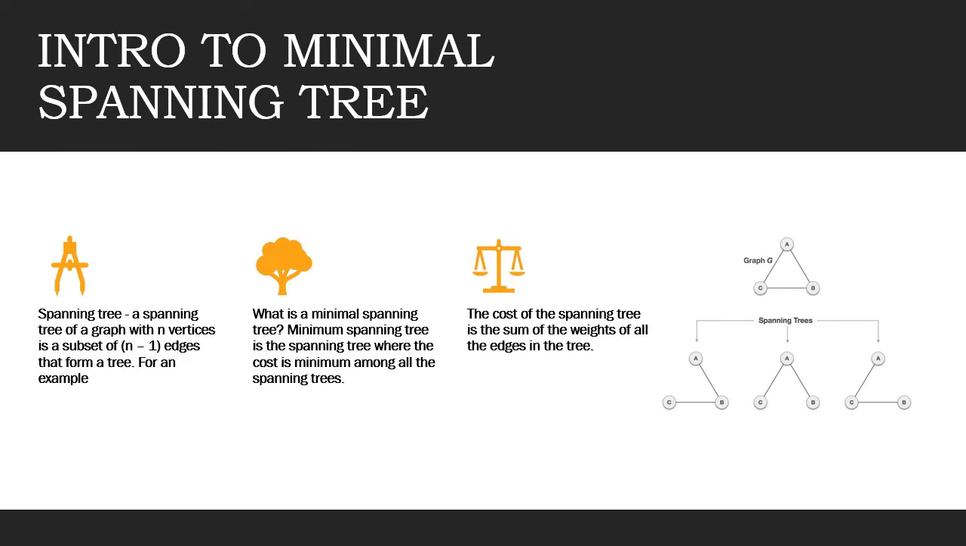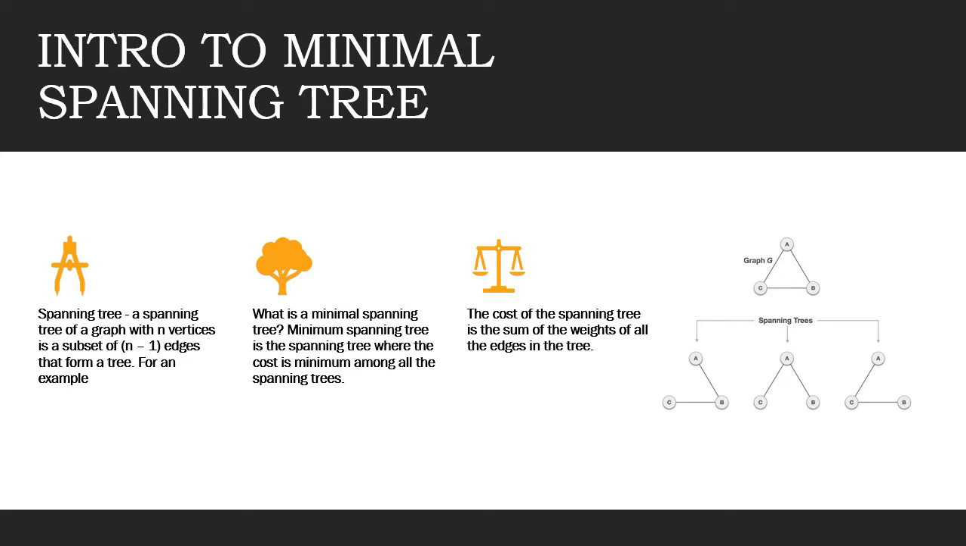Now, to introduce minimal spanning tree, first of all, we must know what a spanning tree is. For a graph with a number of vertices, a spanning tree is a subset of edges. And how do we find the number of edges? You just subtract 1 from the number of vertices, and that number of edges forms a tree. For example, as you can see here, graph G has 3 vertices and it also has 3 edges.